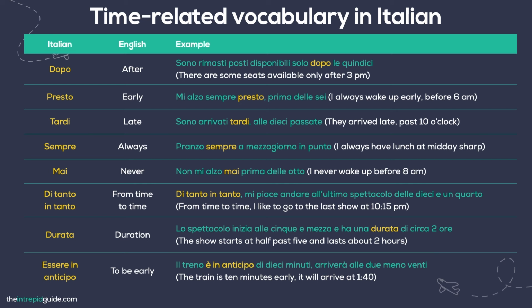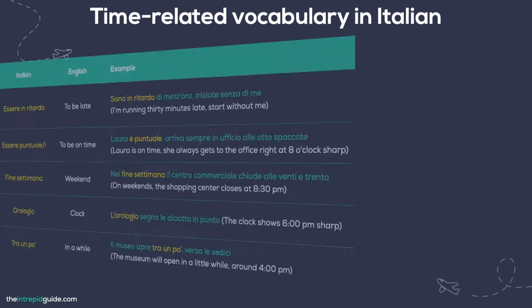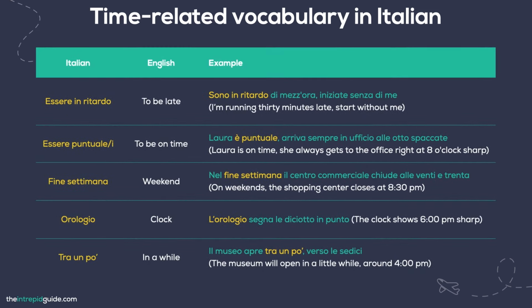Essere in anticipo. To be early. Il treno è in anticipo di 10 minuti. Arriverà alle 2:20. The train is 10 minutes early. It will arrive at 1:40. Essere in ritardo. To be late. Sono in ritardo di mezz'ora. Iniziate senza di me. I'm running 30 minutes late. Start without me.